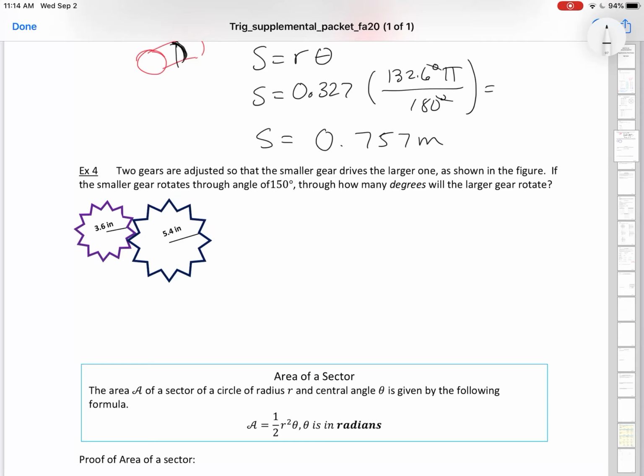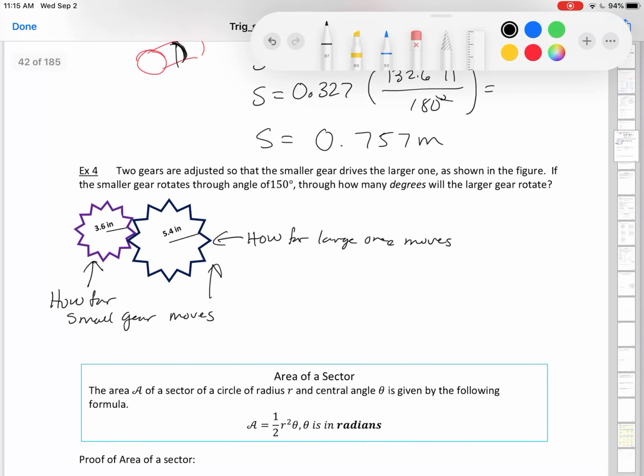And so let's talk about that. So the first thing that we're going to need to do is find out how far this small gear moves, because that will be the same movement as this guy. That will be how far this one moves. Or the arc that it sweeps out. And so if I can know that, then I can find the angle. So the first step is to find out the rotation on the small angle. So let's do that.